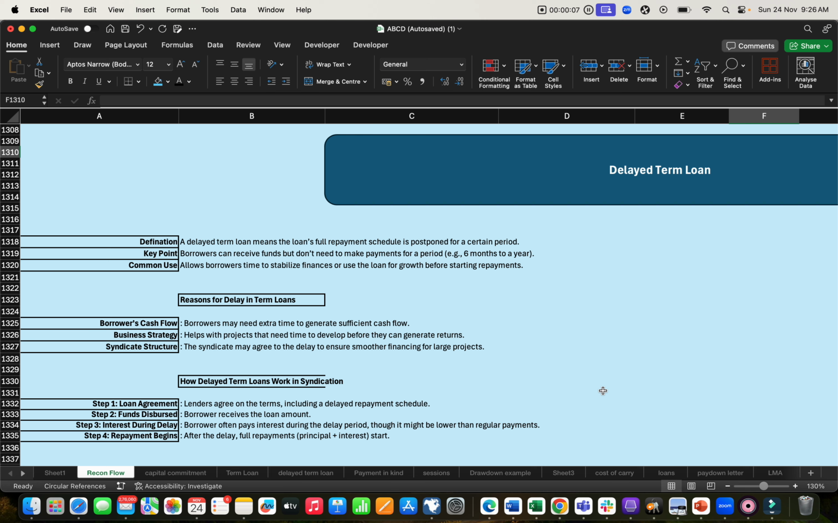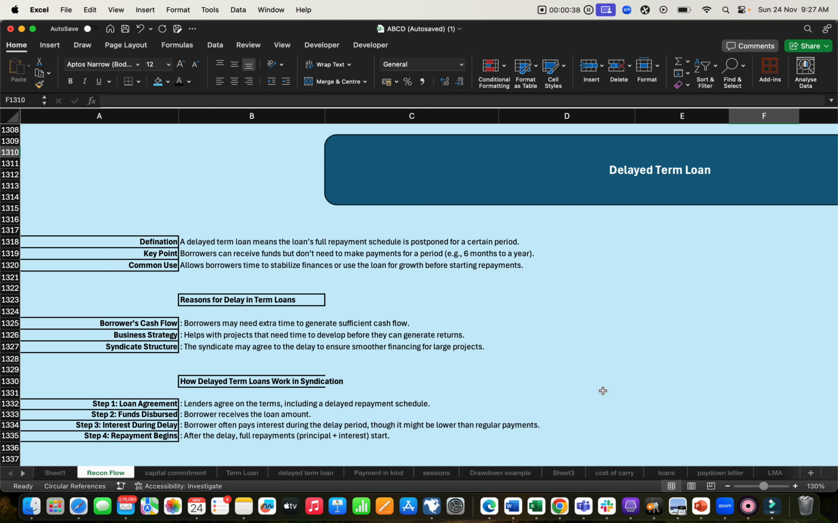So today we'll discuss the fifth important term of loan syndication, the delay term loan. How does it work, and we'll see the features and an example as well. So let's start with the definition. A delay term loan means the loan's full repayment schedule is postponed for a certain period. So whatever the installment of a loan, if it gets delayed, it comes under the delay term loan category.